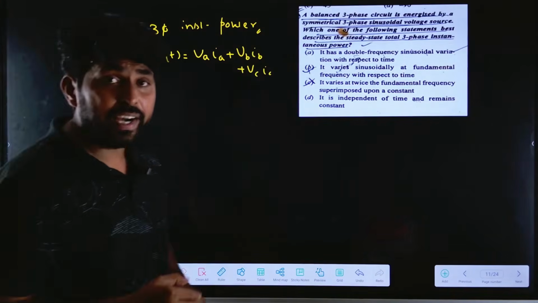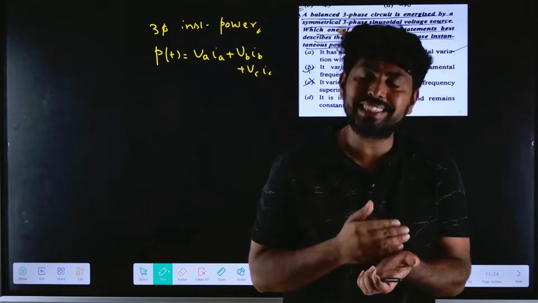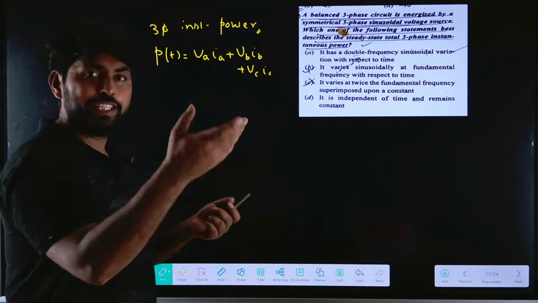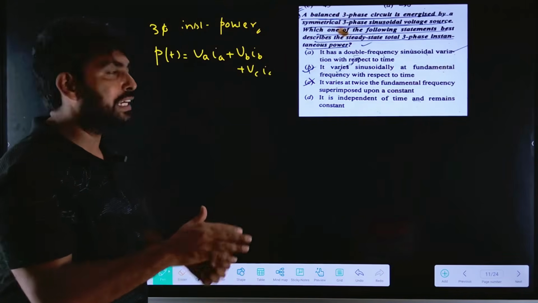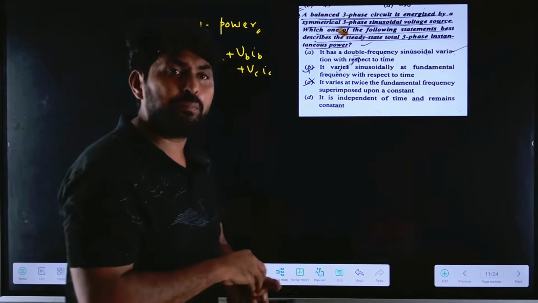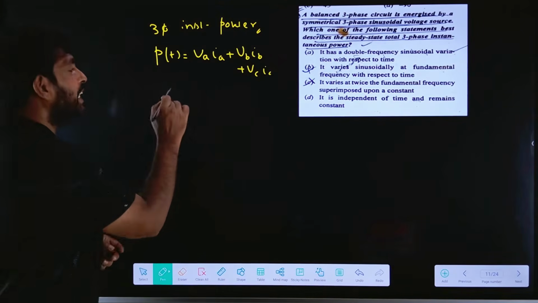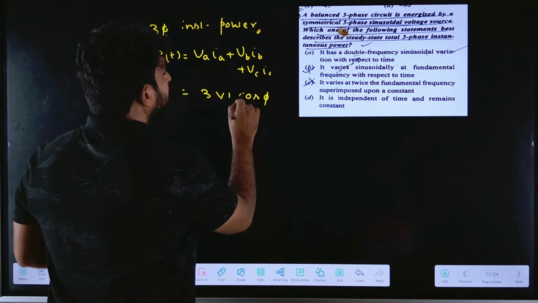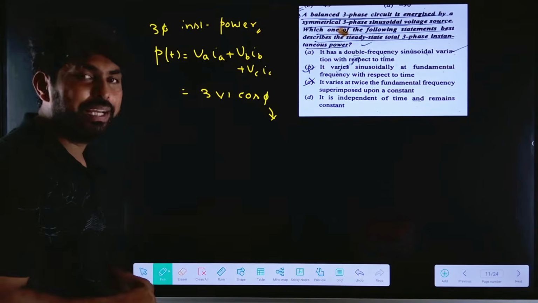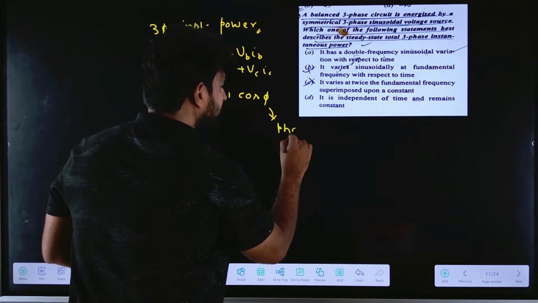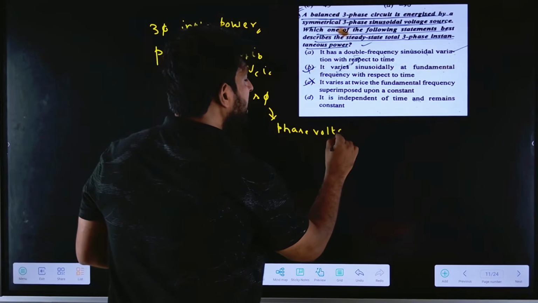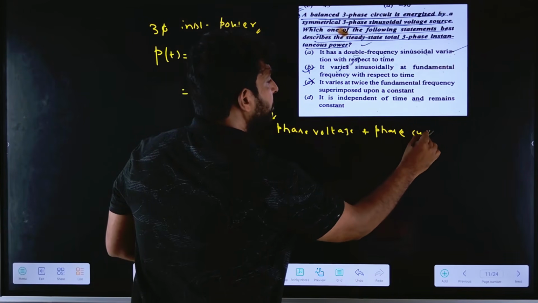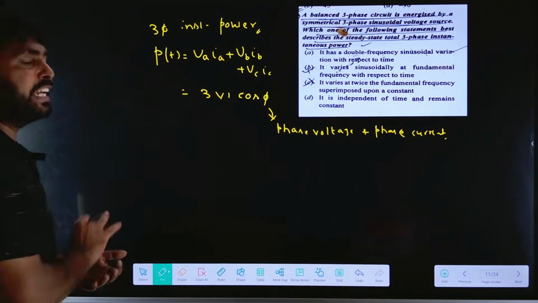So now, if I find the P of t, for example, if I take VA as sine at an angle 0, VB as sine at an angle of minus 120 degrees, and VC as sine at plus 120 degrees. If I take all the voltage and current and multiply them, even though it is instantaneous, I will get 3 V I cos phi, where phi is the angle between the phase voltage and phase current. If it is a three-phase instantaneous power, it will be like this.